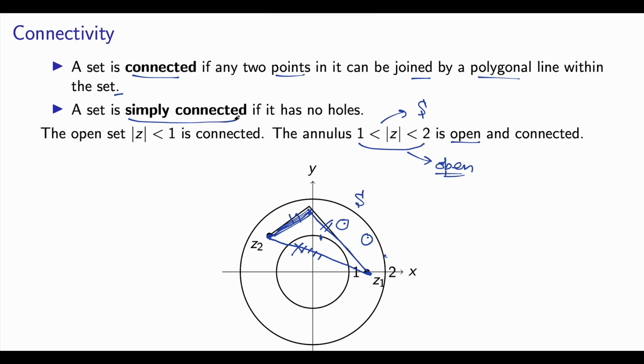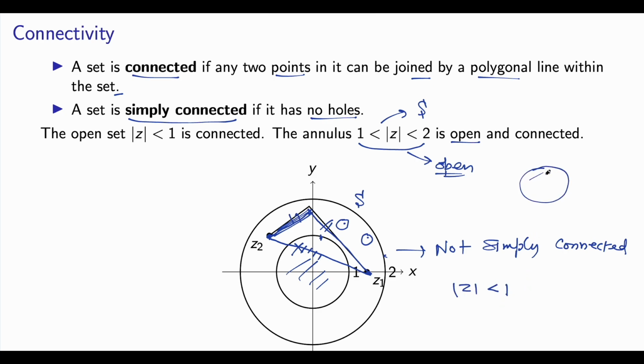A set is said to be simply connected if it has no holes. So this set has a hole, right? So this is not simply connected. A very simple example of a simply connected set: |z| < 1. So all the points inside, with center 0, 0, and radius 1, and the boundary points are not included. So this is open as well as connected, right? Because there is no hole. Okay. So this is a simply connected set.